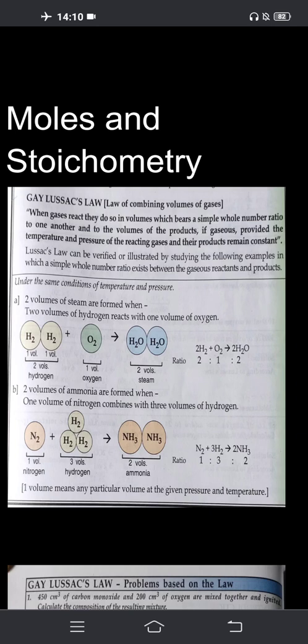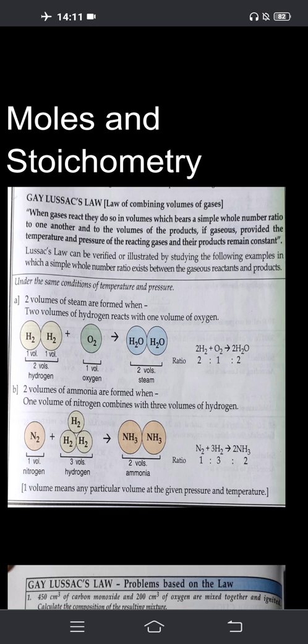Good morning, students. Today we are going to start with a new chapter, Moles and Stoichiometry. In class 9, you have studied gas laws, for example, Boyle's law, Charles' law, and gas equations.